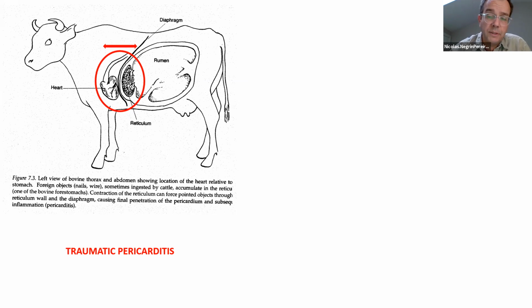And sometimes, if we don't perform a surgery, it will actually kill the animal. This problem is called traumatic pericarditis, or inflammation of the pericardium. Normally the pericardium collects a lot of fluid surrounding the heart, and there's a lot of pain present in the animal, which also presents a lot of edema due to the cardiac insufficiency.